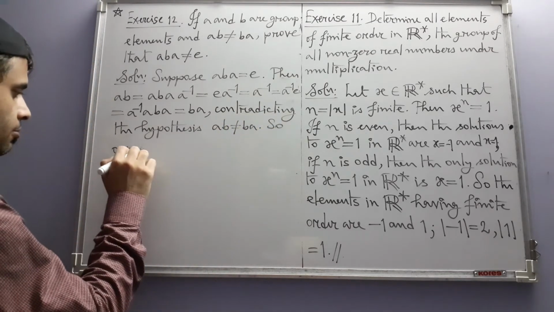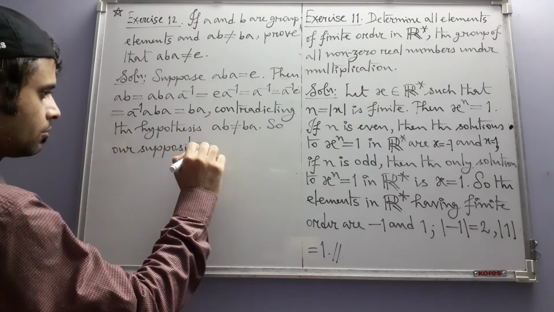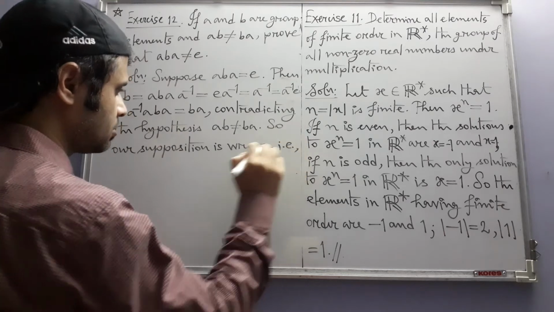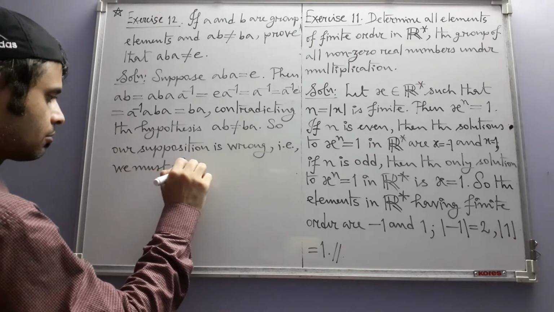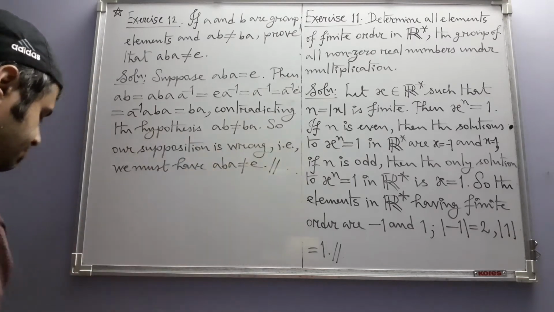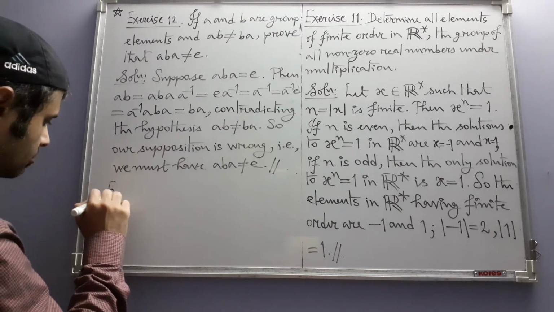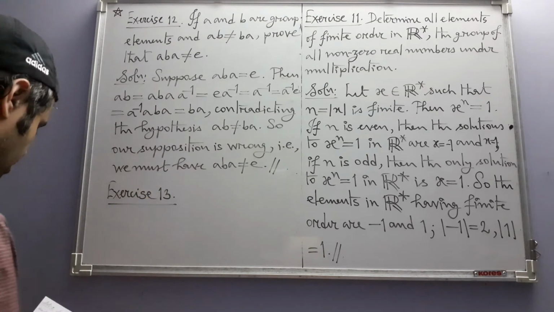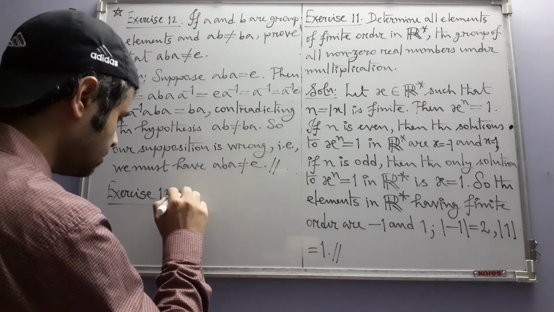So our supposition is wrong, that is, we must have ABA not equal to identity. Suppose that H is a non-empty subset of a group G.